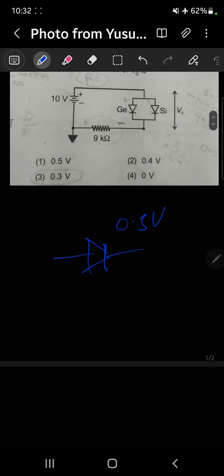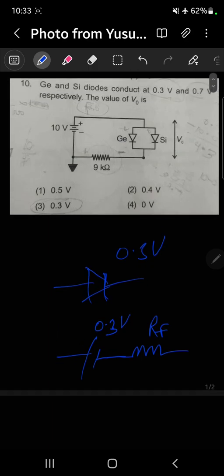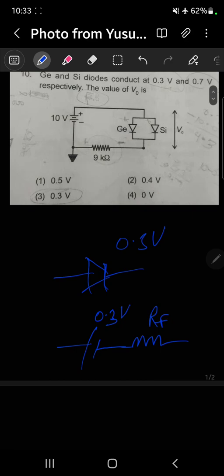For example, if you are given this germanium diode and its cut-in voltage is 0.3 volt, then this diode is represented by a battery of value 0.3 volt and a resistance RF, that is the forward resistance of the diode. If the value of resistance is not given, then this resistance is considered 0.